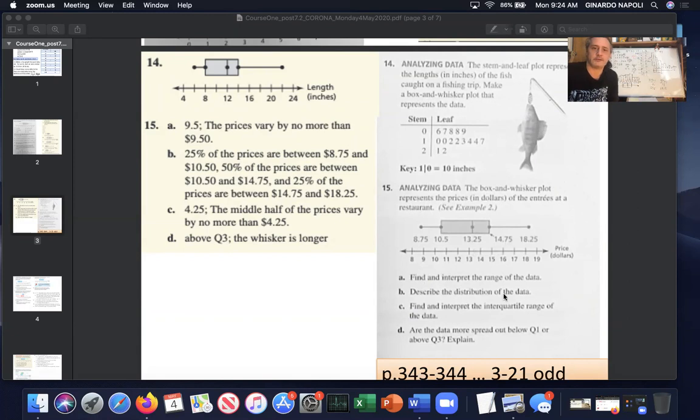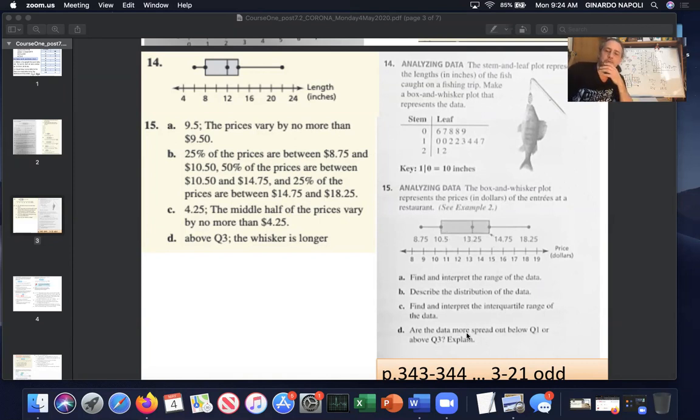Now, when it says describe the distribution, I'm not really satisfied with some of the book's choices here because that's really wide open. You could say that it looks like there's a little bit of left skew. You can say the right whisker is bigger than the left whisker, which is basically what they're telling you here. Okay. And then the interquartile range, that means the difference between the upper and lower quartile. So that's basically the interval of the box. So from 14.75 to 10.5, that would be the interquartile range. And that's what that word means, the range between the quartiles.